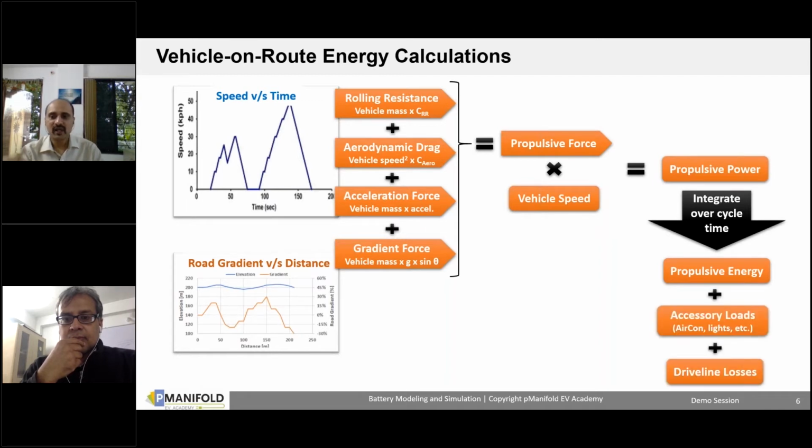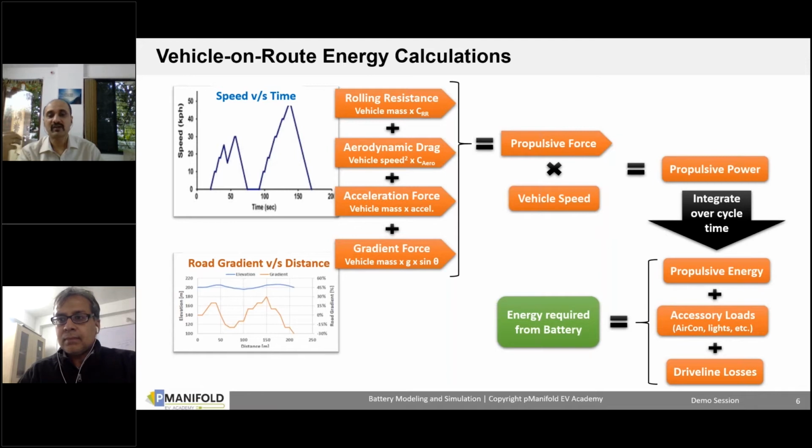In addition to that, we would have accessory loads, as Rahul was talking about in the previous slide, such as air conditioning in the case of buses, trucks and cars. Lights would be there for everyone, and so on. Whatever the accessory loads are, you also need to account for driveline losses. There could be a gear drive, drive shafts, CV joints, and so on, and even some wheel efficiency. All of these considered, what you would get is the energy required from the battery.